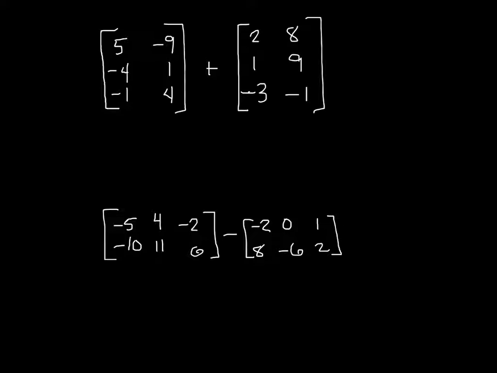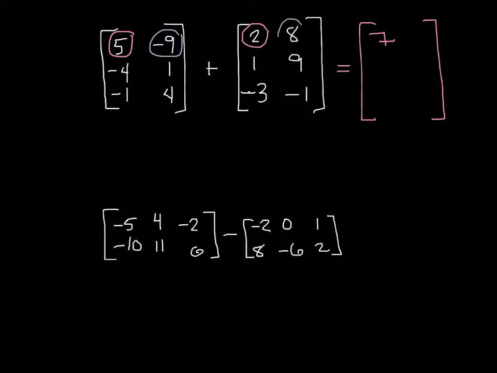So the idea with matrices is that the entry that you have in that top left corner matches up with the entry of the top left corner of the other one. And so when you're adding these together, you're going to add those two numbers together. So 5 plus 2 is 7, and I'll put that in the top left corner of the matrix. Then we have the -9 in the top right and the 8 in the top right. So I'm going to add those together, and I'll put that answer in the top right corner of the matrix. And we keep on going that way.